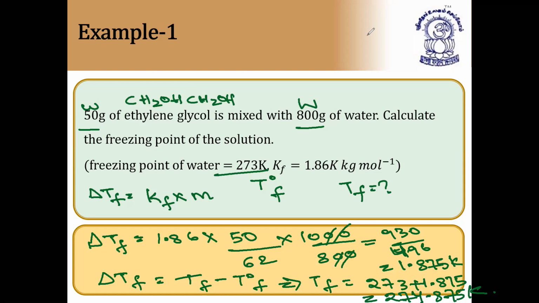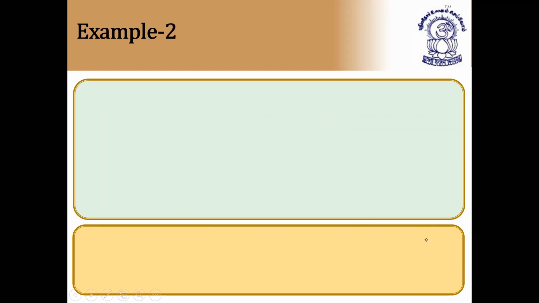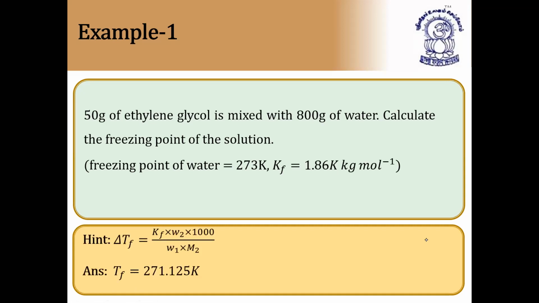Now I'll check the answer. So 271 point, minus we have to do. Actually, we have made a mistake there. It should be 273 minus 1.875, because depression of freezing point takes place. So it is nothing but 271.125, 271.125 kelvins. So this is clear now.